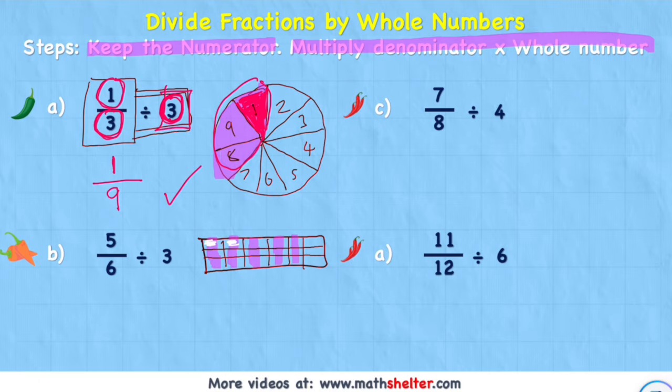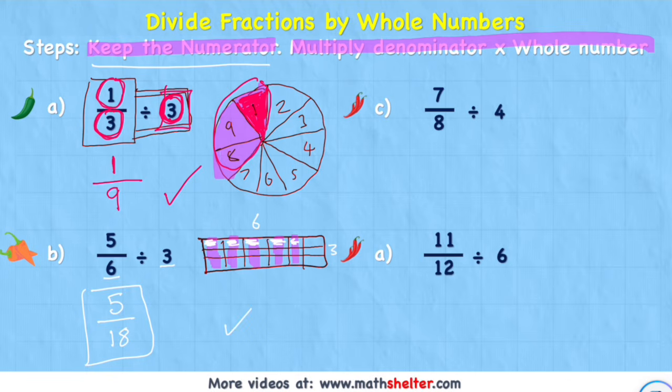So now I only actually have these top ones. So 1, 2, 3, 4, 5. So I still have my 5, which we would expect, because remember we keep the numerator. But now how many has my whole been broken up into? Well, I've got 6 across the top and 3 down the side. 6 times 3 is 18. Or in other words, multiply the denominator by the whole number, and I end up with 5/18.